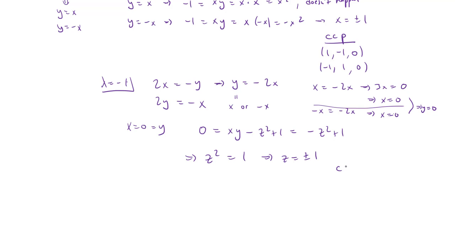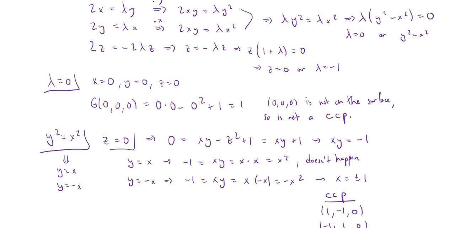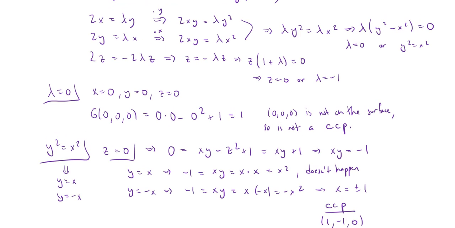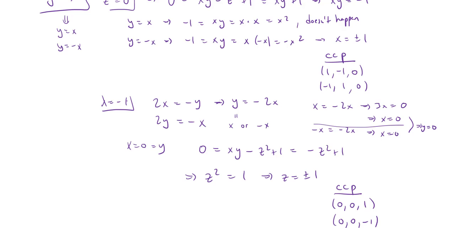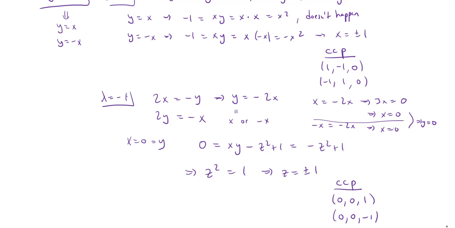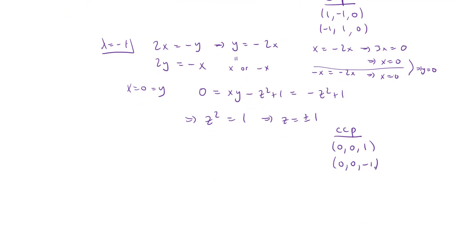And so we get another couple of constrained critical points. In both cases, the x and y are 0, but now the z could be plus 1, or the z could be minus 1. All right, so in total, let's see. We found something which looked like it was going to be a constrained critical point, but it wasn't on the surface. So that didn't work. Then we had two more constrained critical points, 1, -1, 0, and -1, 1, 0. Along with two more coming from our other situation, 0, 0, 1, and 0, 0, -1.